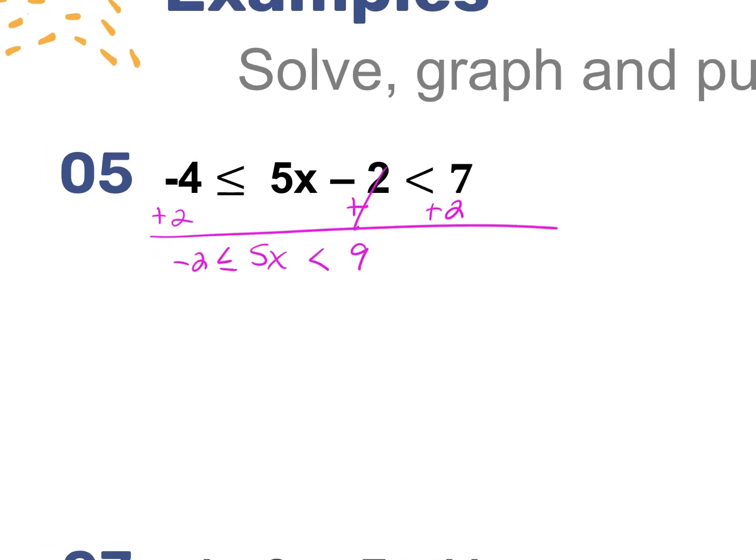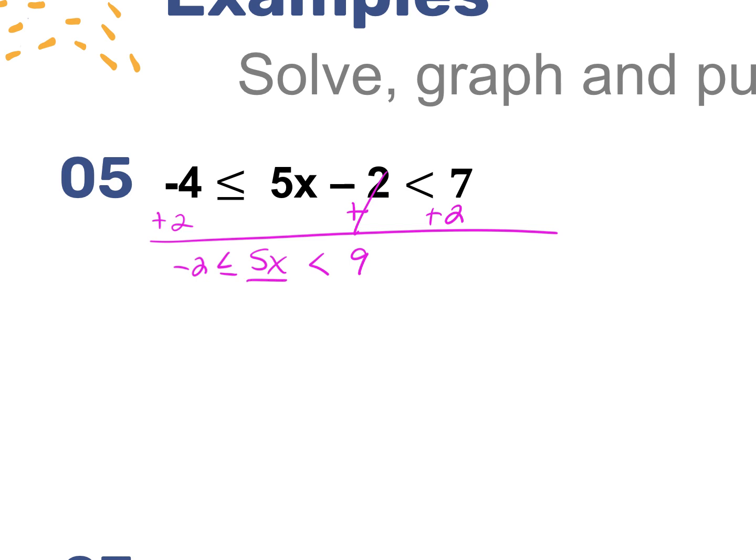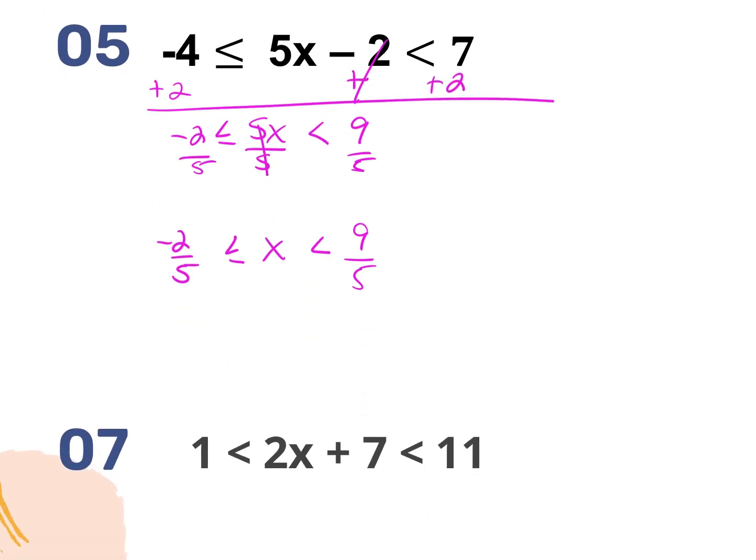Now, how do I get x by itself? I'm going to divide by 5. Well, what I do to one side of my inequality, I have to do where? To the other. So I have negative 2/5 less than or equal to x less than 9/5. Notice where x is. It's in where? It's in the middle. Okay, so think about that. Here's my inequality statement.